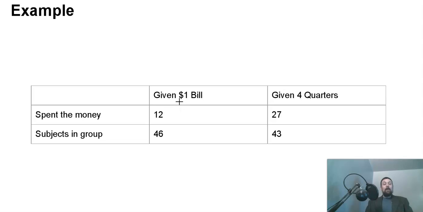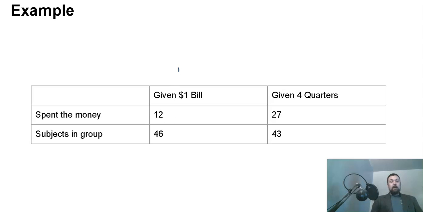So given, these are the students that were given a $1 bill, these are the students that were given 4 quarters. There were 46 students altogether that were given a $1 bill. 12 of them spent the money to buy gum or mints. There were 43 students altogether that were given 4 quarters. 27 of them spent that money to buy gum or mints, right? So this actually gives us the values for X and for N.